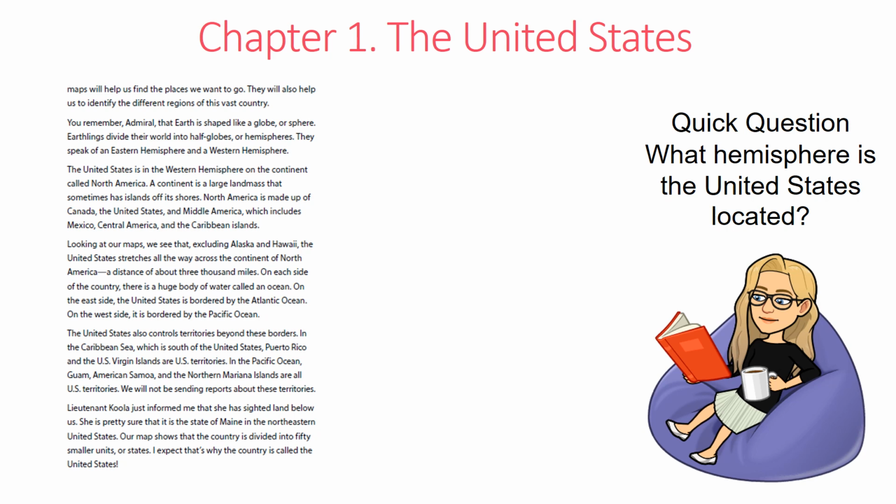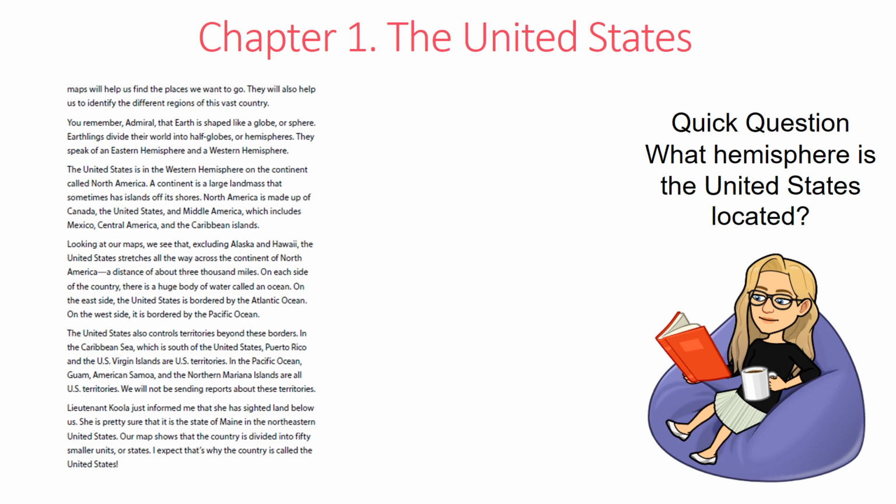A continent is a large landmass that sometimes has islands off its shores. North America is made up of Canada, the United States, and Middle America, which includes Mexico, Central America, and the Caribbean islands. Looking at our maps, we see that excluding Alaska and Hawaii, the United States stretches all the way across the continent of North America, a distance of about 3,000 miles.